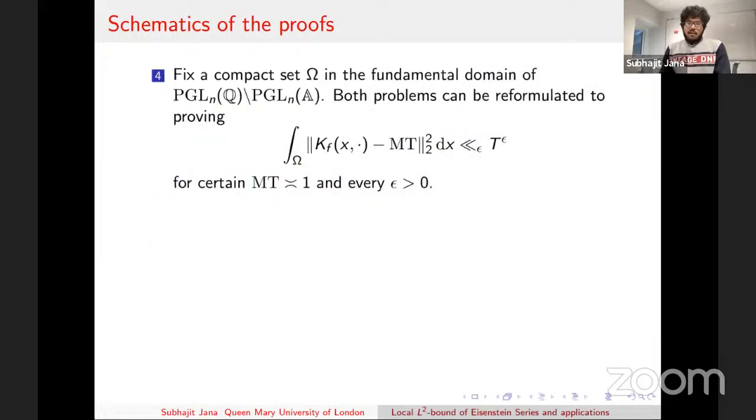What is our goal? The geometric problem can be reformulated in the following sense. We fix a compact set omega inside the fundamental domain. Then both of the problems can be reformulated as follows. We need to prove that Kf is not too small all the time, in the sense that if we consider Kf of x as a function of the second variable, its difference with the main term, in L2 norm, averaged over x, is not too big. This grows at most T to the power epsilon, where T is this master parameter. So this is essentially bounded.